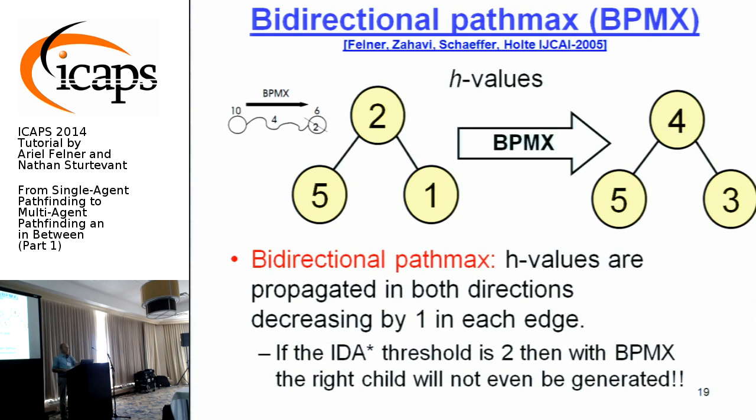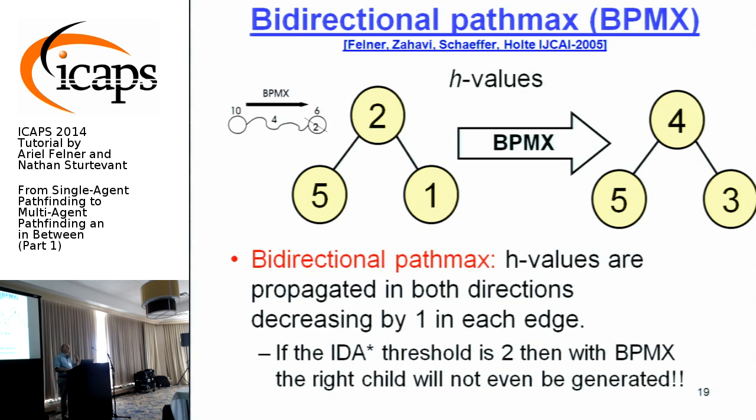Think about the left tree, and let's say that the threshold was 2, okay? And you have the root. So the root is expanded. It expands the left child, generated with h equals 5, f equals 6. It is pruned. We go back and we generate the right child. This child has the heuristic of 1, f of 2, so we expand it.